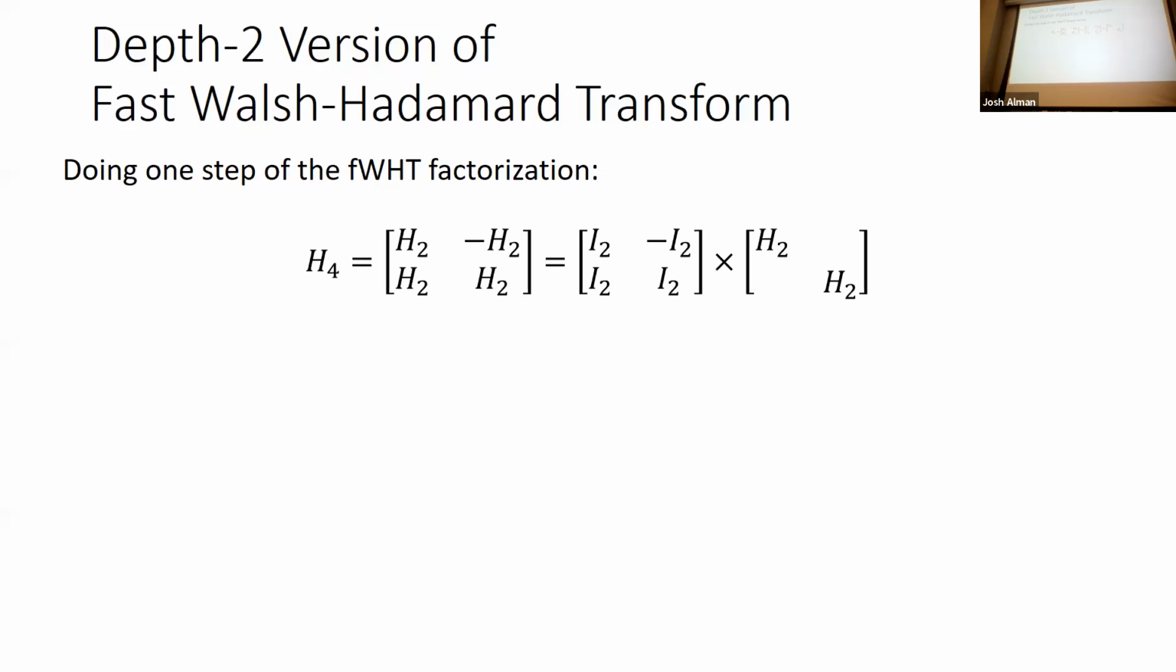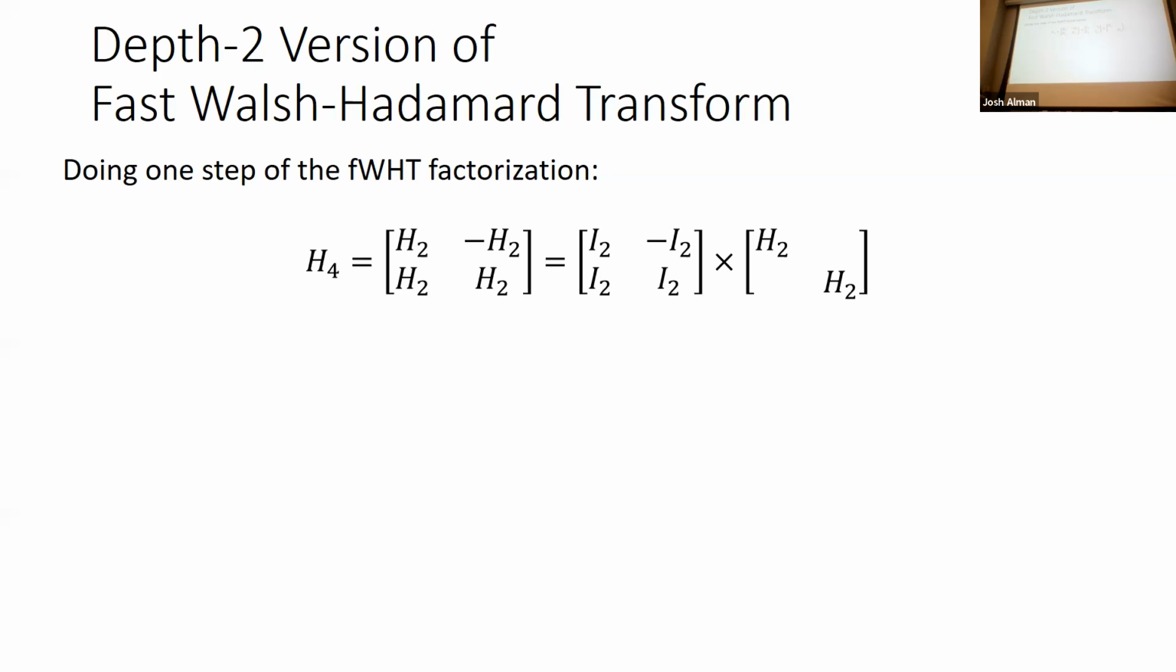Okay, so let me show you more concretely how we'll use this. I'm going to show you what the depth 2 version of the fast Walsh-Hadamard transform is. So here's the idea. Let's first do just one step of that fast Walsh-Hadamard transform matrix factorization that I told you about before, to get a depth 2 circuit for the 4x4 Hadamard transform. Okay, so here it is, a 4x4 Hadamard transform. It's 4 copies of the 2x2, and we do this one step we talked about before, right? 4 copies of identity and 2 copies of H2. Okay, so this is a depth 2 circuit for the Hadamard transform.